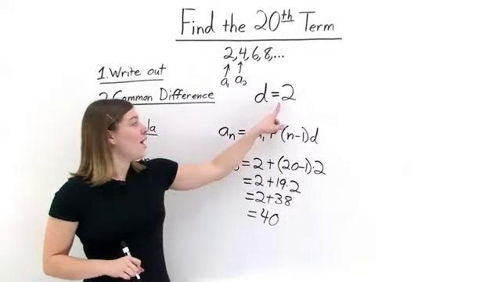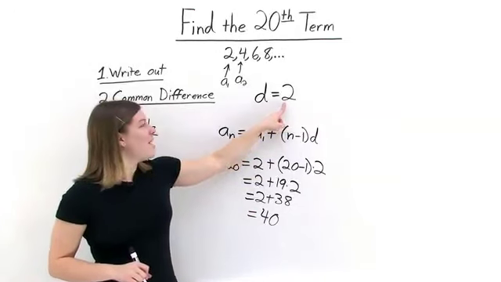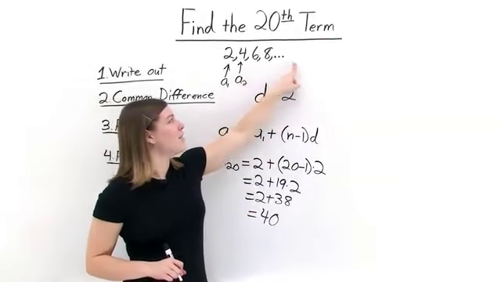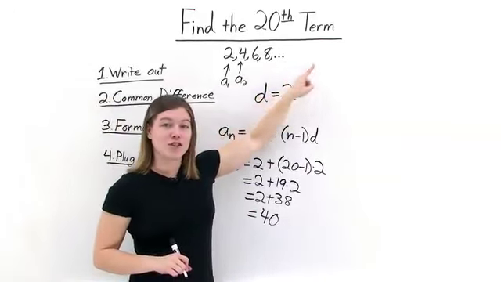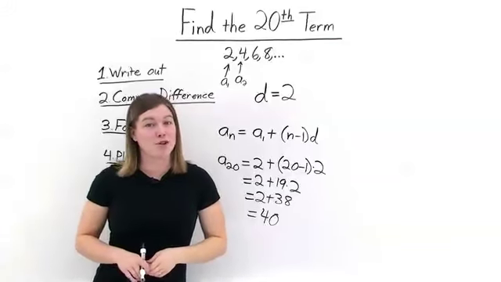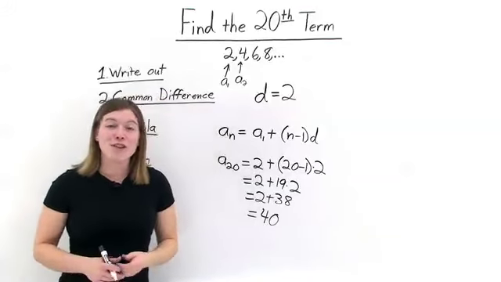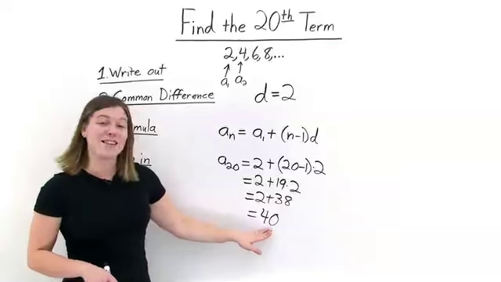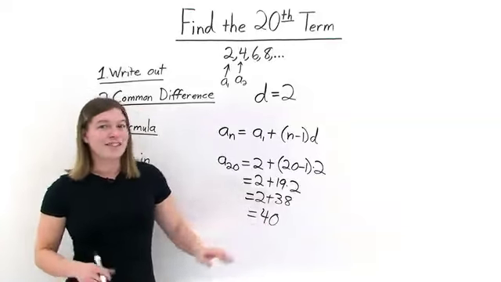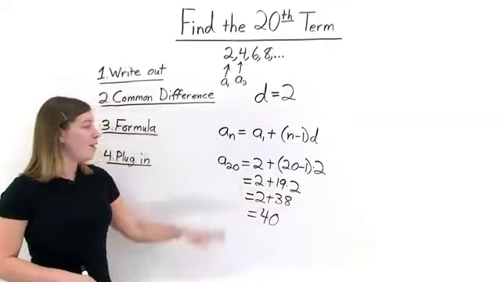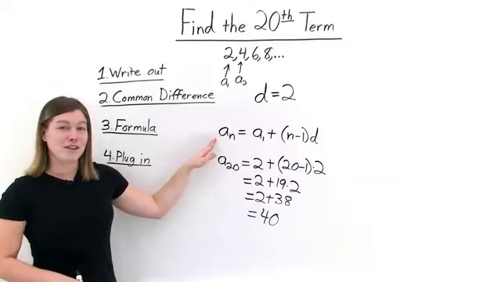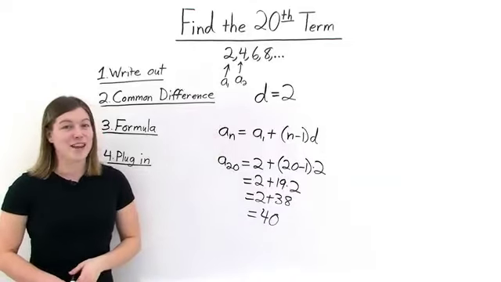Now, if we want, and we had the time, we could take our common difference and add it to each one of the next terms in our sequence all the way up to the 20th term. If you do this, you find that the 20th term is indeed 40. So instead, we just use the formula for the nth term in an arithmetic sequence to find the 20th term in our sequence.